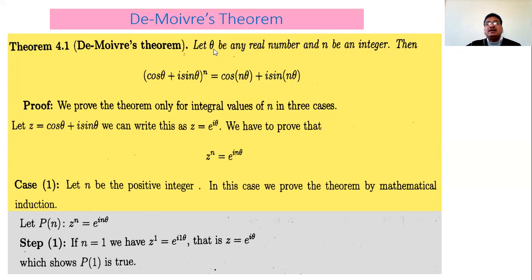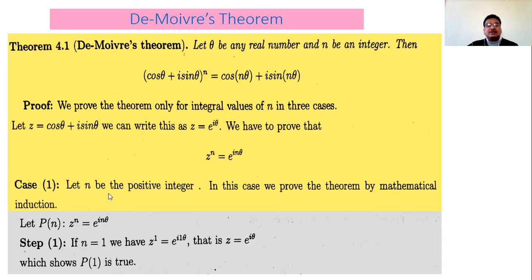That is, theta is a real number, maybe a fraction or a decimal, but n is an integer. What is the value of n? Either 0, 1, -1, 2, -2, 3, -3. These are the values of n. Since n is an integer, the proof of the theorem is in several cases.